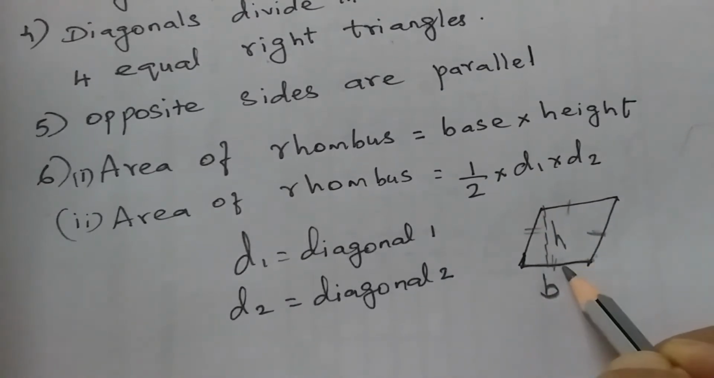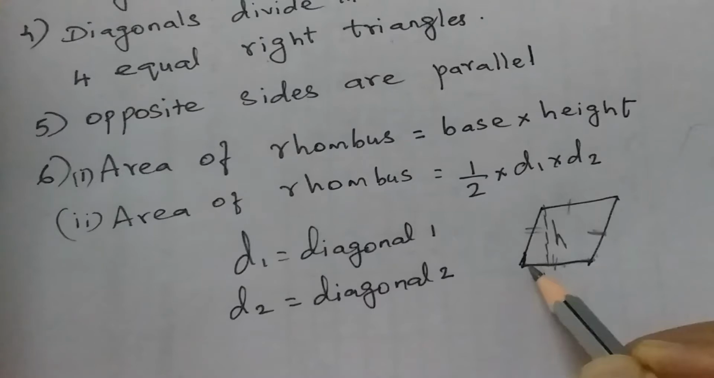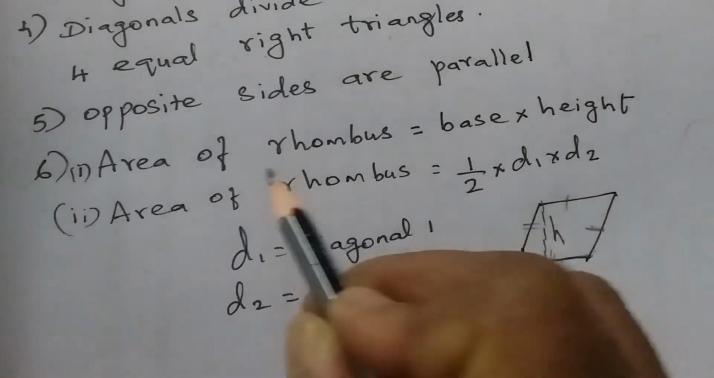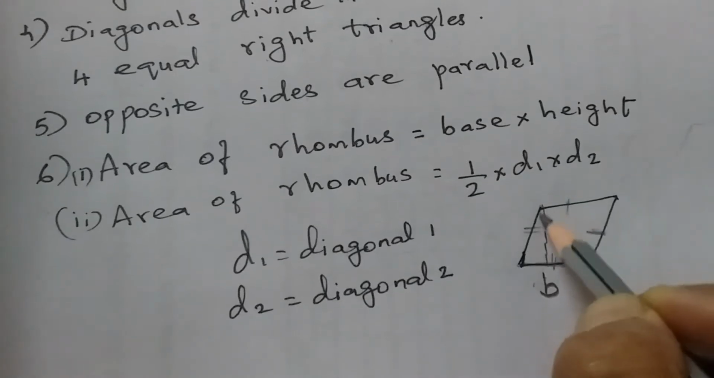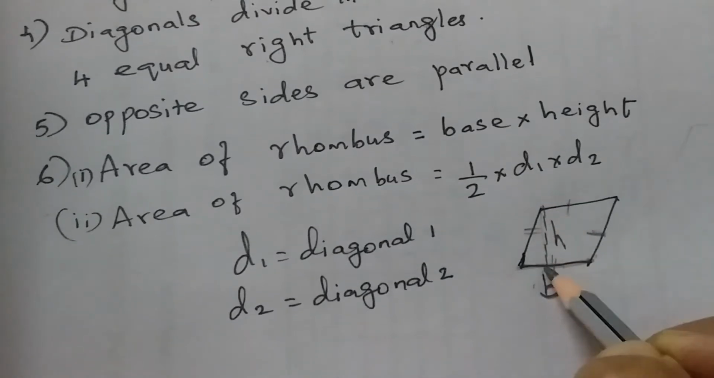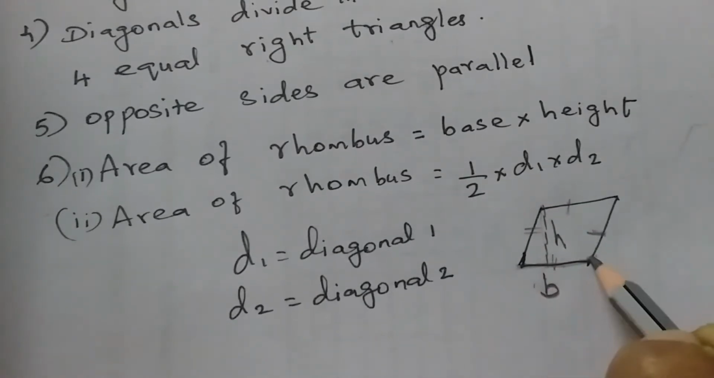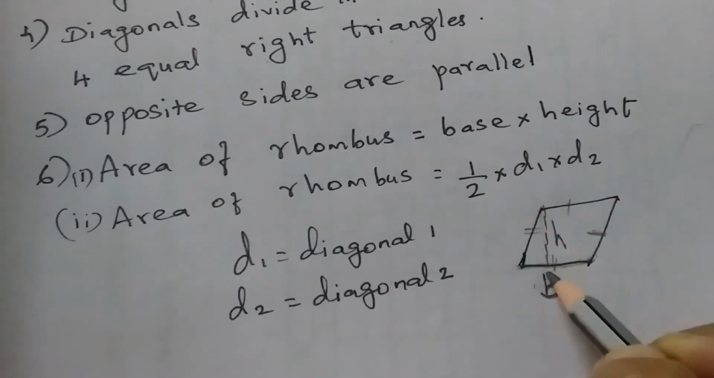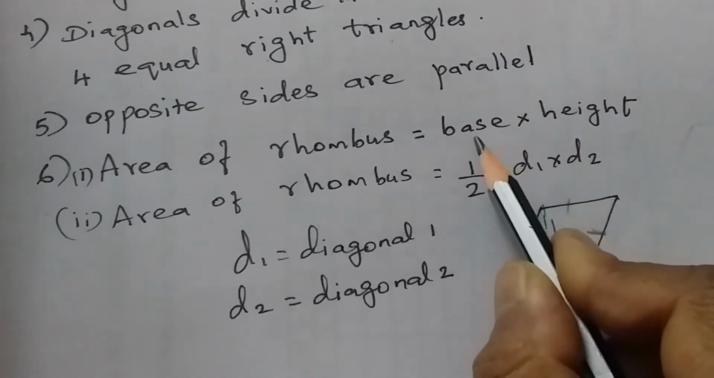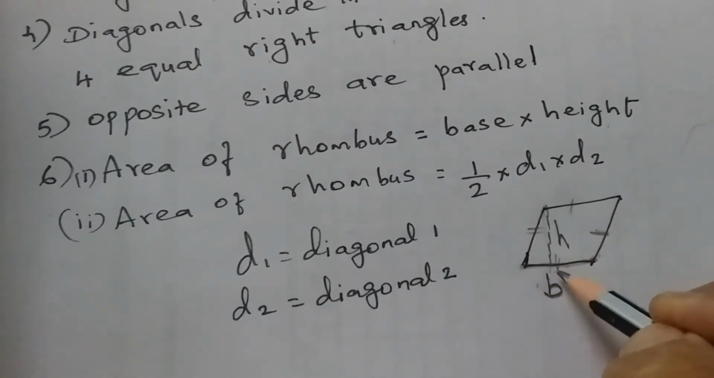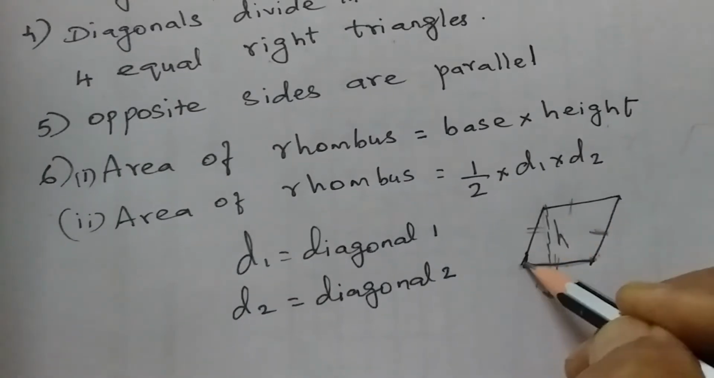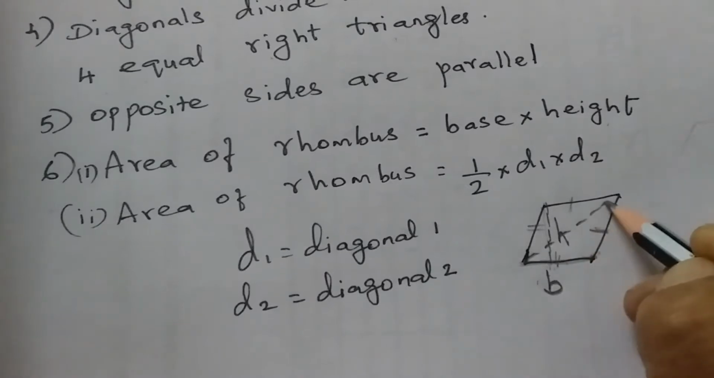A rhombus can also be called a parallelogram, so we can use the same formula. Area of rhombus is base into height. This is the base and this is the height. If you are given these two measurements, base and height, then we use the formula base into height. Sometimes in a rhombus, instead of base and height, you will be given the measures of the diagonals.